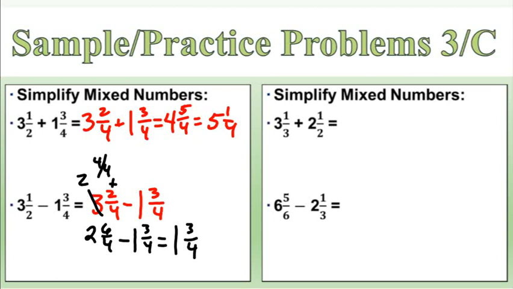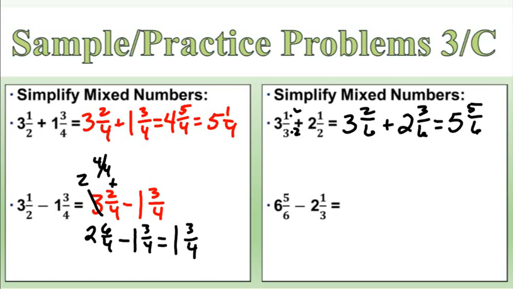Next slide, 3 and 1/3 plus 2 1/2. Common denominator is 6, so I have 3, multiply this by 2/2, which would be 2/6, plus 2/2 would be 3/6. So if I add them together, I get 5 and 5/6.